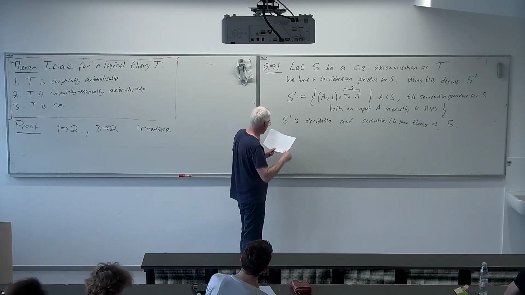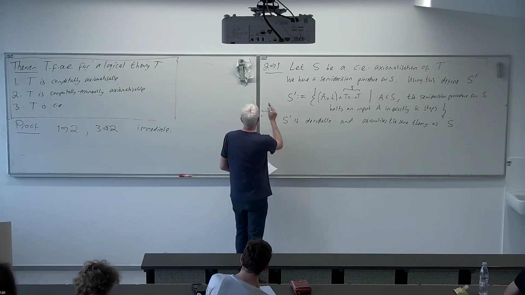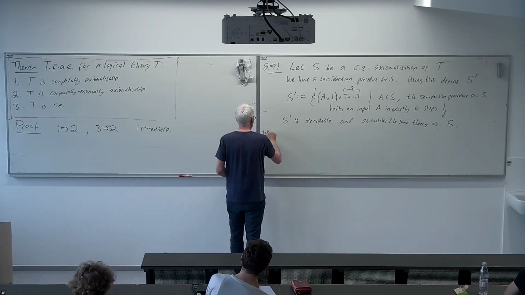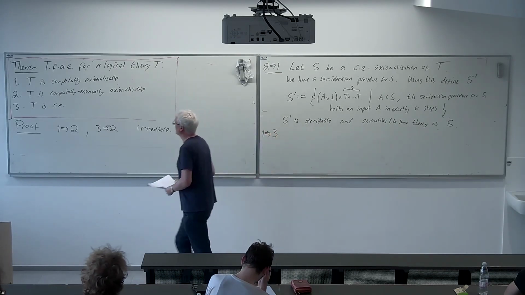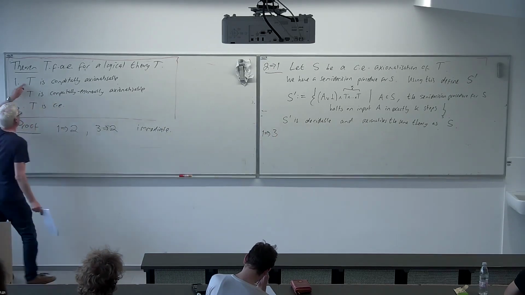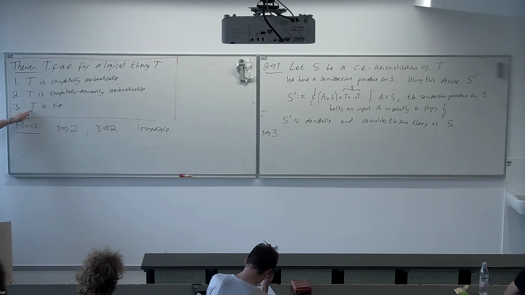Right, good question. So the other one we're going to do is 1 implies 3. Suppose we've got a computably axiomatizable theory. We want to get that it's computably enumerable.